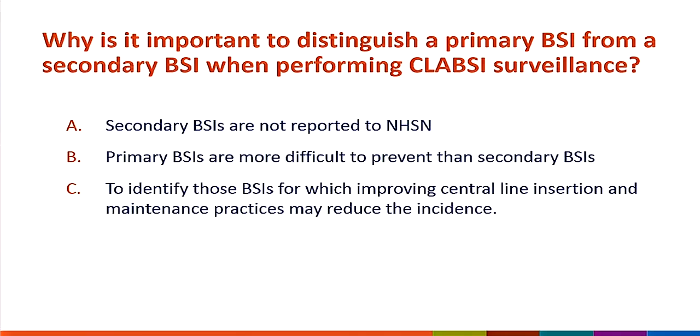So here's our first question. Why is it important to distinguish a primary BSI from a secondary BSI when performing CLABSI surveillance? The choices are A, that secondary BSIs are not reported to NHSN; B, that primary BSIs are more difficult to prevent than secondary BSIs; or C, to identify those BSIs for which performing central line insertion and maintenance practices may reduce the incidence. And here is the first example of where I'll pause so that you can pause the video if you want to formulate an answer, and then you can turn it back on.